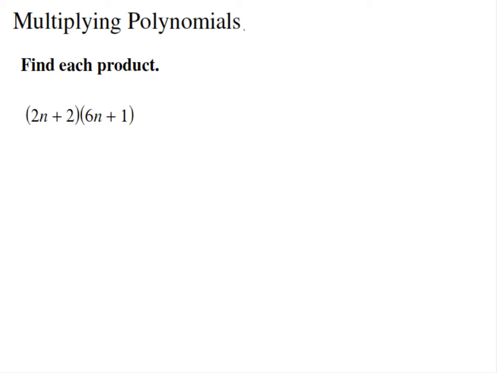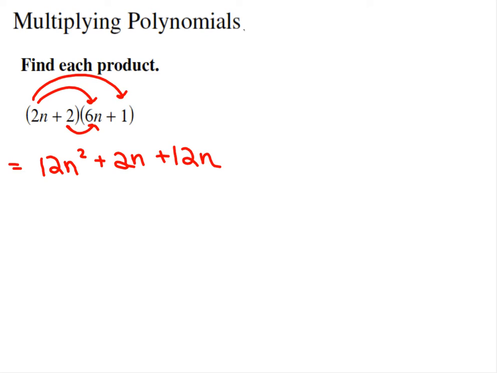All right, here's now a binomial times a binomial. If you remember binomials times binomials, we have to FOIL. So I'm going to take first, 2n times 6n is 12n squared. I'm going to go to outside, 2n times 1 is 2n. I'm going to go to inside, 2 times 6n is 12n, and then 2 times 1 is 2.